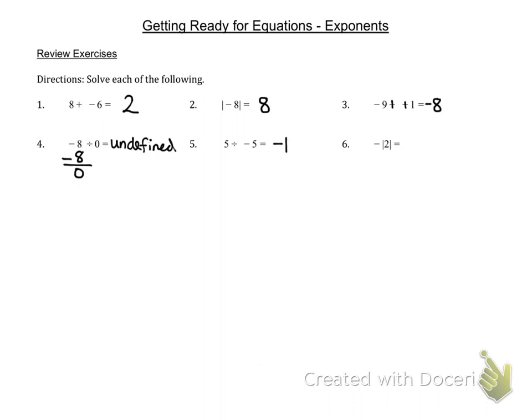And number 6, we have a negative and then the absolute value of 2. Well, the absolute value of 2 is the distance 2 is from 0, which is 2. And then since we have a negative in the front, our answer is going to be negative 2.